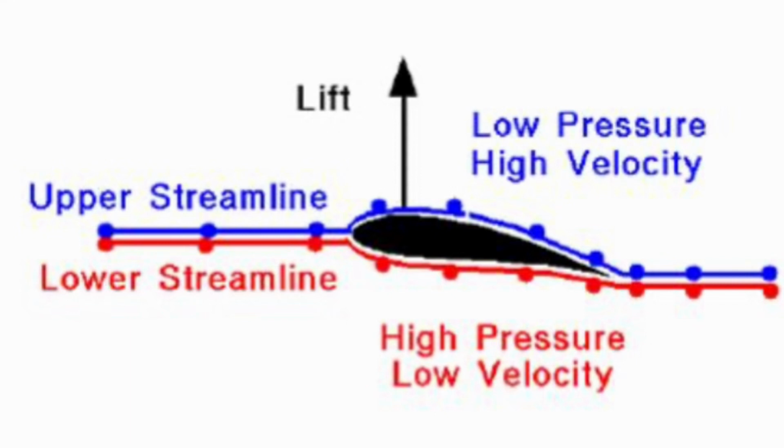Because of the design characteristics of the airfoil, the air traveling over the upper surface of the wing is moving faster than the air that's traveling below. Because of this, there is a difference in pressure between the air that is below the wing and above. This creates a lower pressure above the wing surface and a higher pressure below.